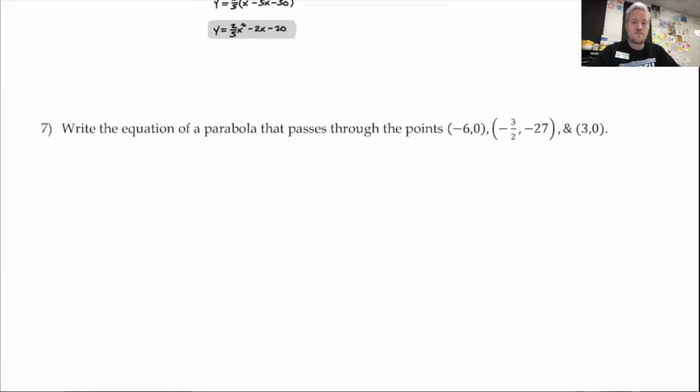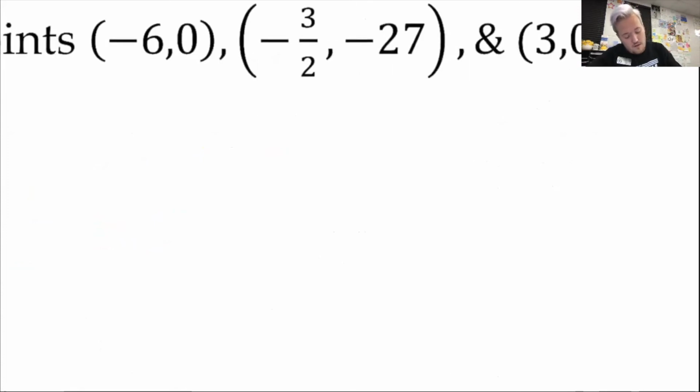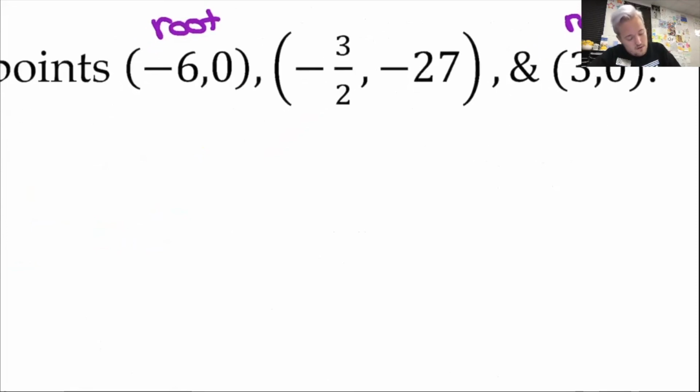All right, and last but not least, same idea here. All right, so identify your roots. So we have a root here at -6, 0, and we have a root here at 3, 0. So start with your roots. So x equals -6 and x equals 3.